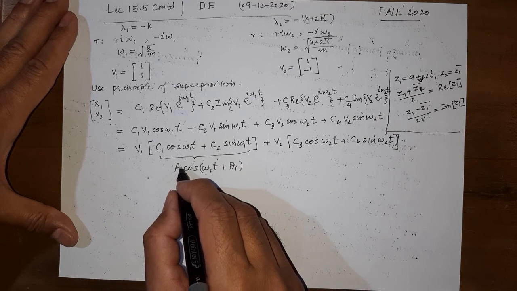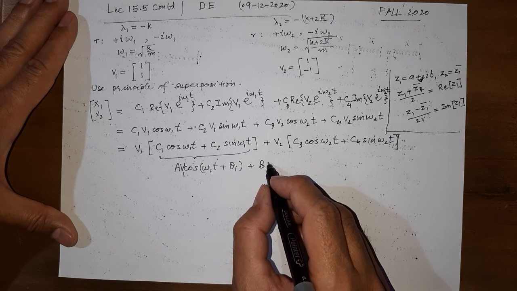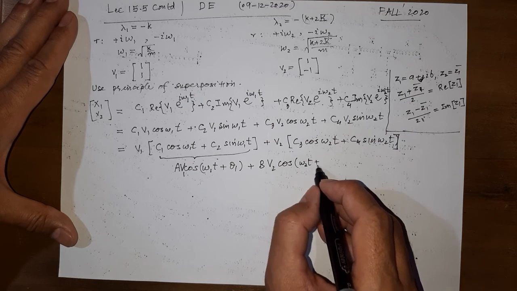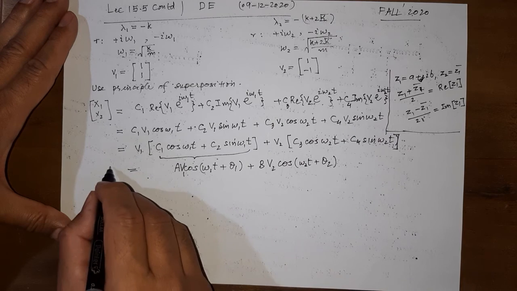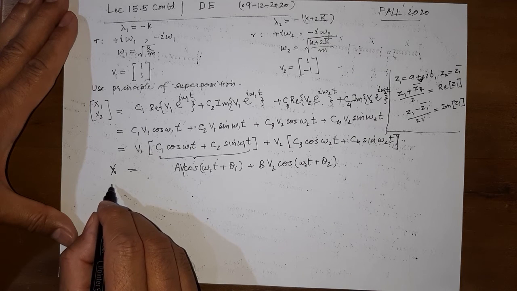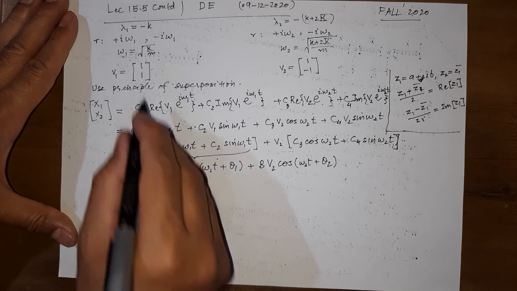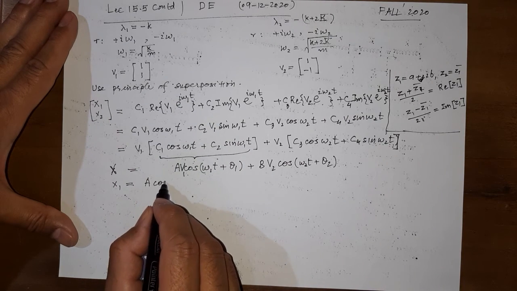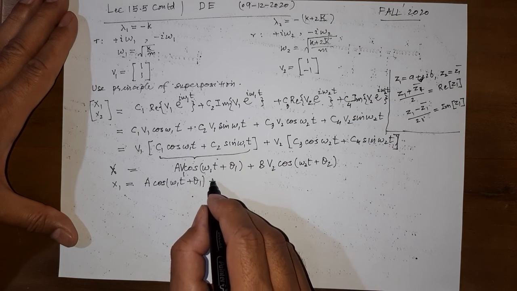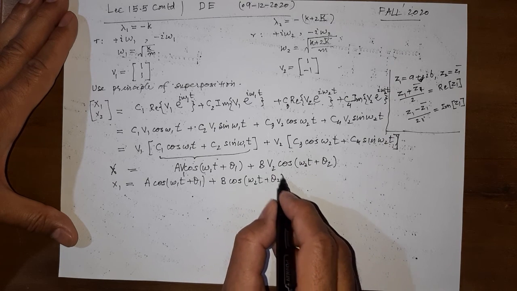So this multiplied by this V1, plus some constant b multiplied by V2 cos of omega 2t plus theta 2, would be that vector x. So x1 would be equal to a cos of omega 1t plus theta 1, plus b cos of omega 2t plus theta 2.